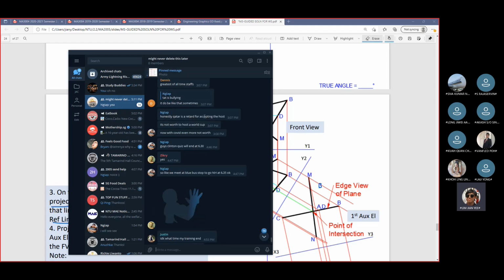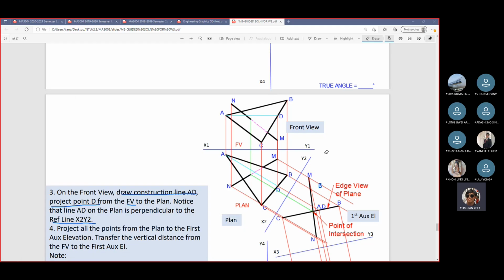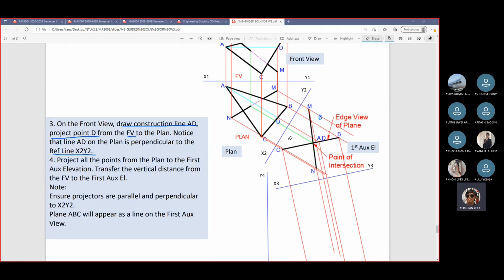I'm also worried because a lot of people screw this up because it's not taught in the tutorial. You have to figure this out yourself. Okay, now we move on to the next part.